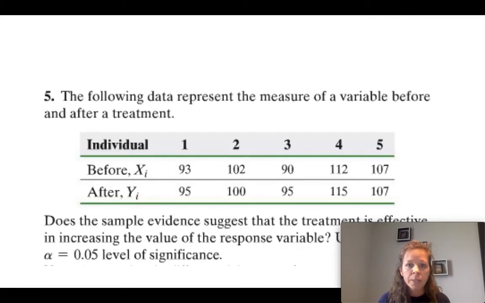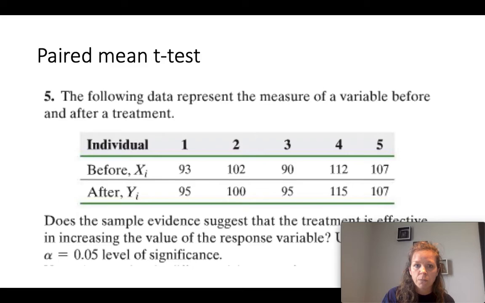The following data represent the measure of a variable before and after. Okay, well, a before and after, that seems like these are paired up. We have 5 individuals and a before and an after, so those should be paired up. We wouldn't want to compare individual number 1's before with individual number 5's after. That wouldn't tell us anything. So these are paired, and what we are testing on them is a mean. We want to decide, are the means changing? So we would be doing a paired mean t-test. Okay, so we'd choose t-test and we would choose paired on this one.